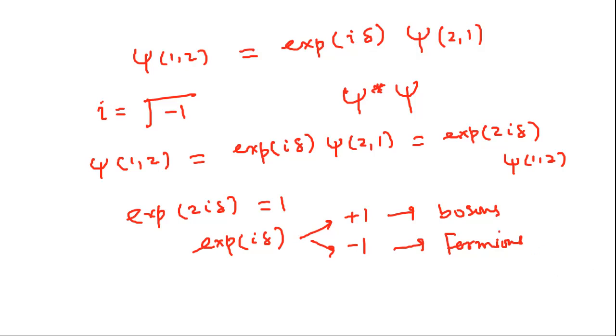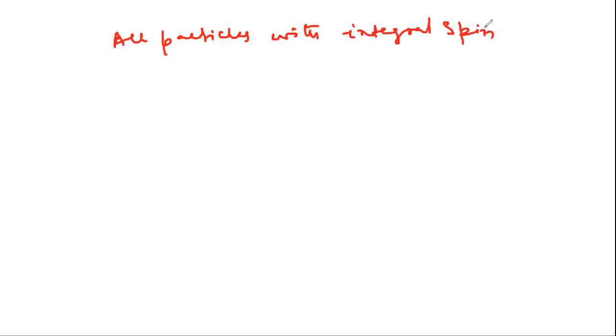Now, it can be taken as an experimental result that all particles with integral spin, that is 0, 1, 2, and so on, are bosons, right? Whereas those particles which have odd half integral spins.